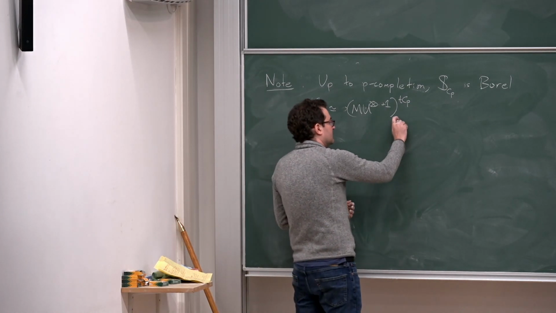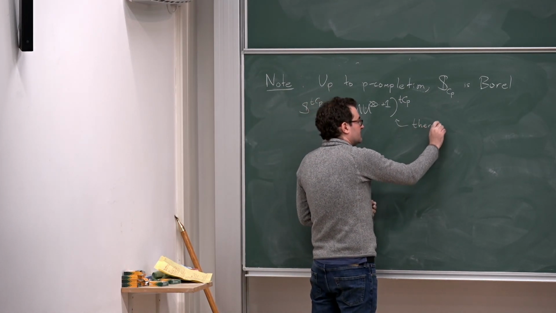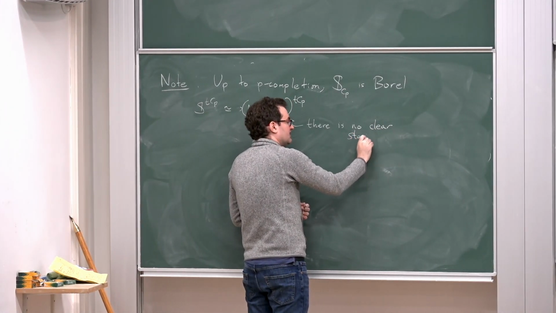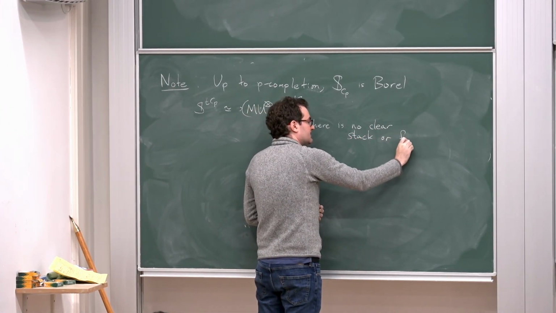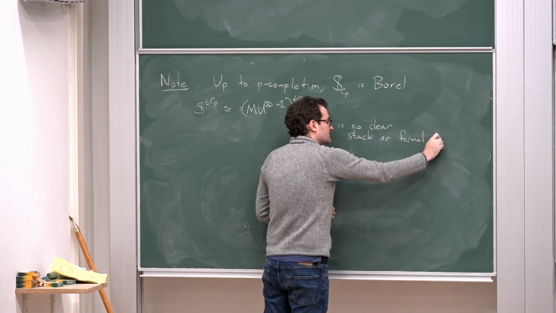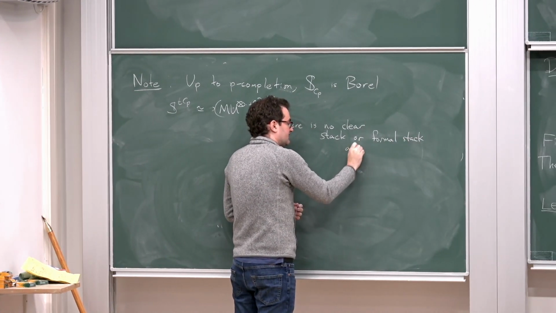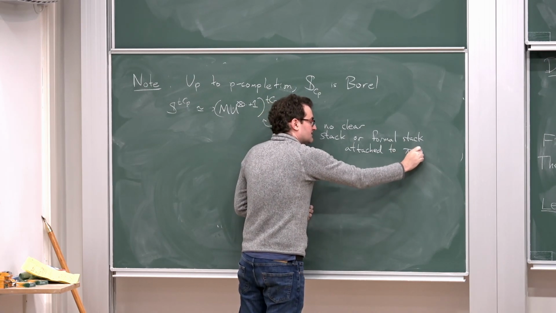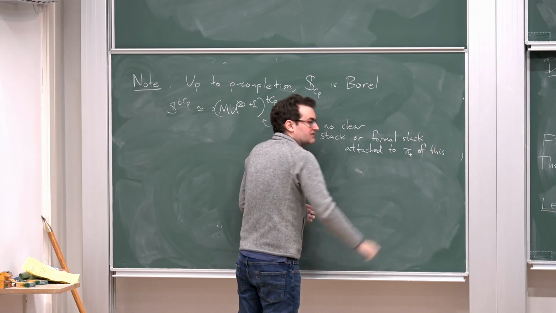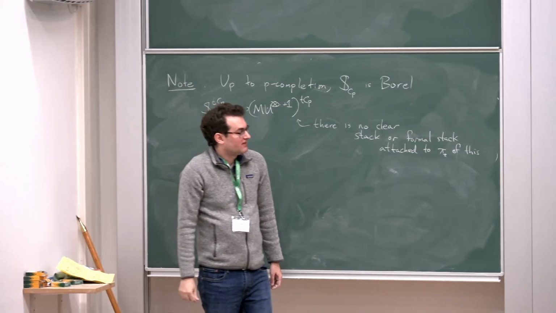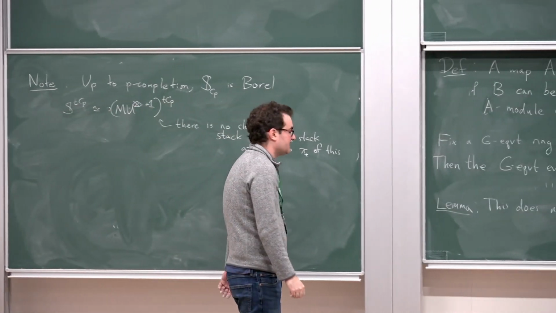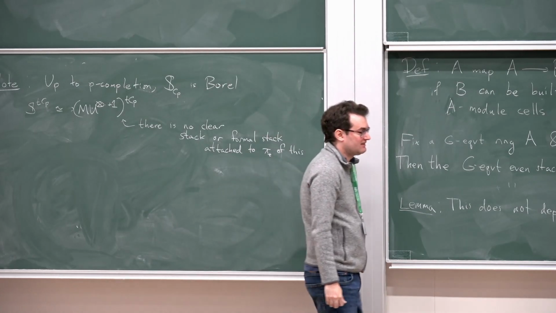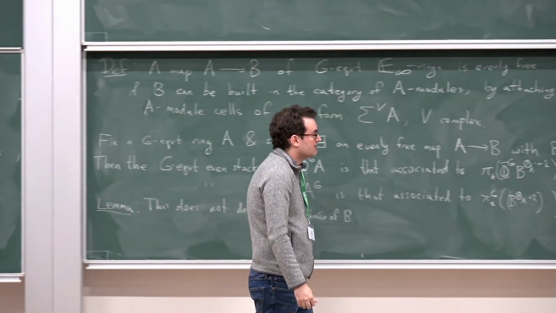So there is no clear stack or even formal stack attached to pi star of this co-simplicial object. And so we somehow allow ourselves to obtain something that's really classical algebraic geometry as long as we allow ourselves to resolve our Borel object by genuine equivariant objects.